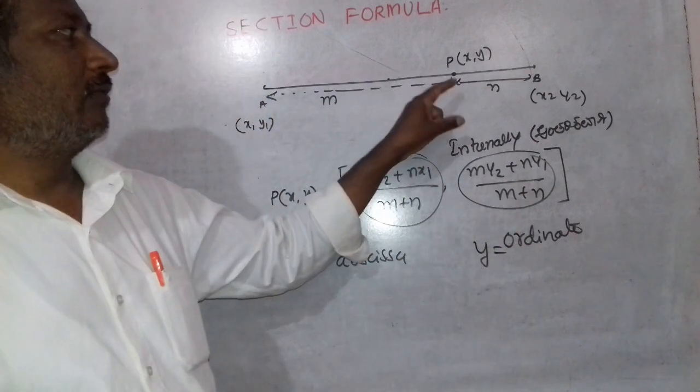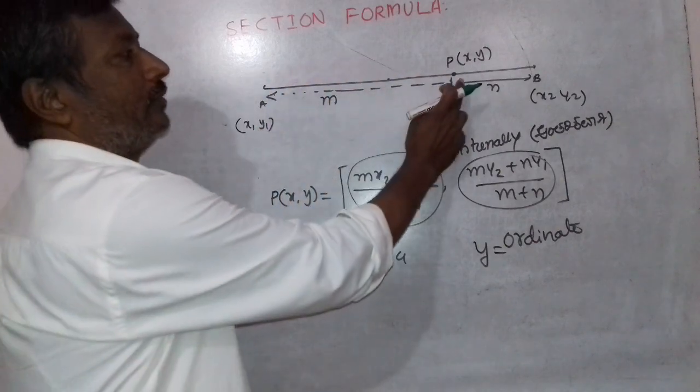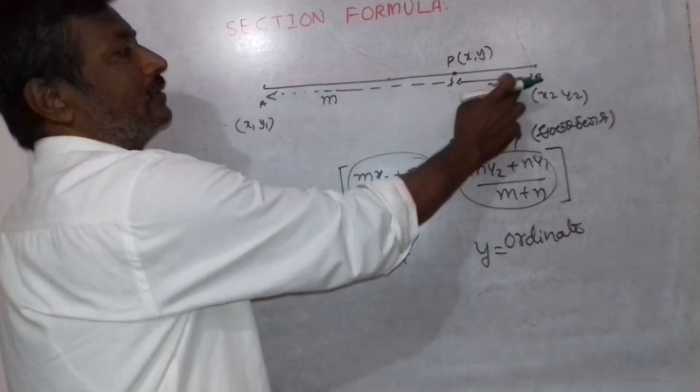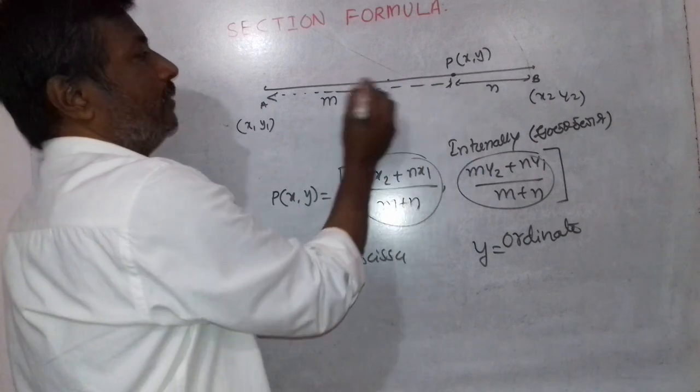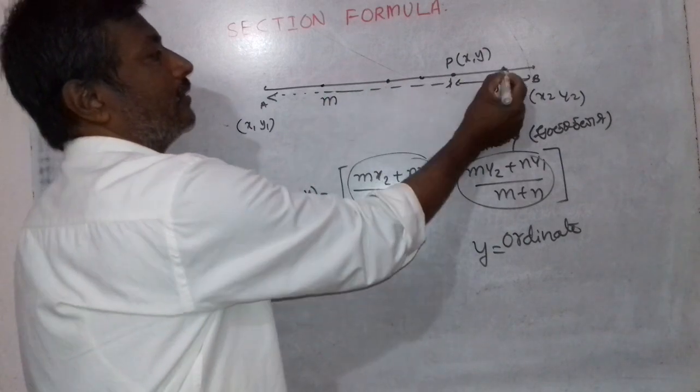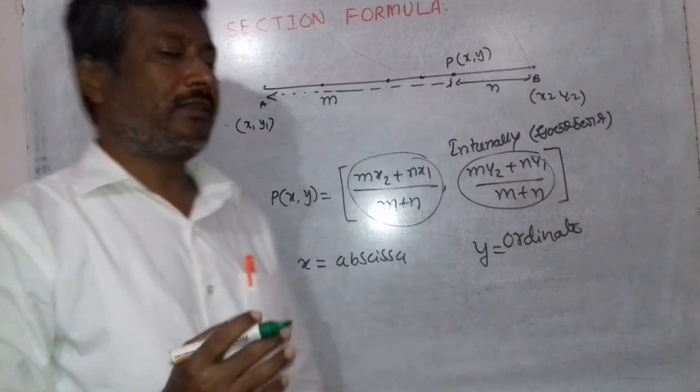That is, P divides internally, so the point P lies somewhere between A and B. P may be here or here or anywhere between A and B.